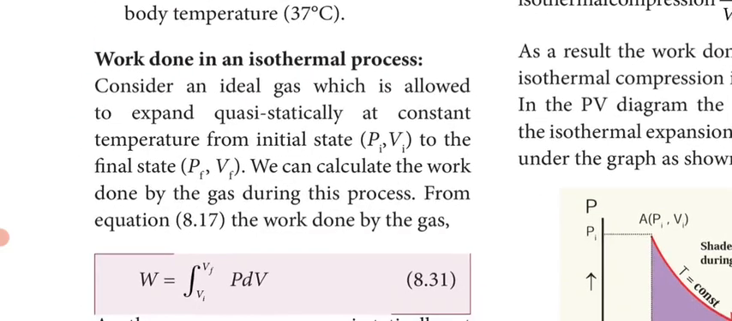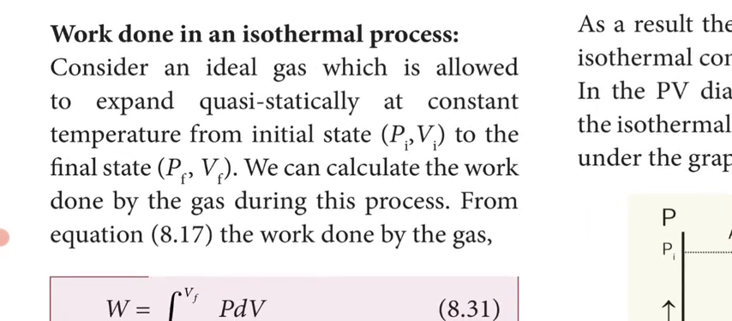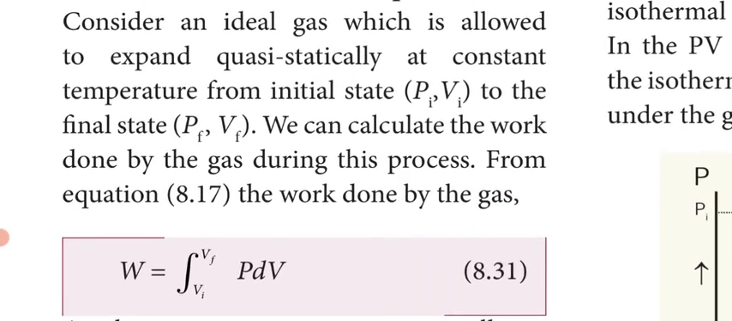Work done in an isothermal process. For that we are going to consider an ideal gas which is allowed to expand quasi-statically at a constant temperature, from the initial state Pi Vi to the final state Pf Vf. We have to calculate the work done by the gas during this process.